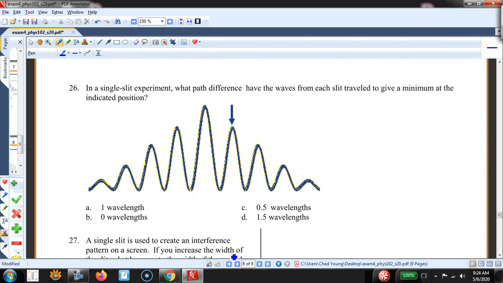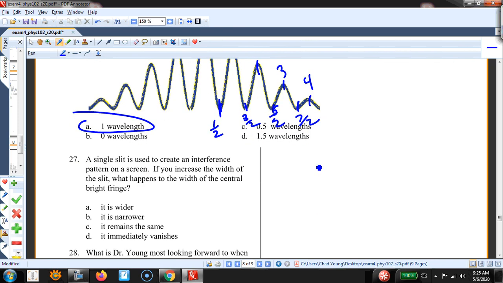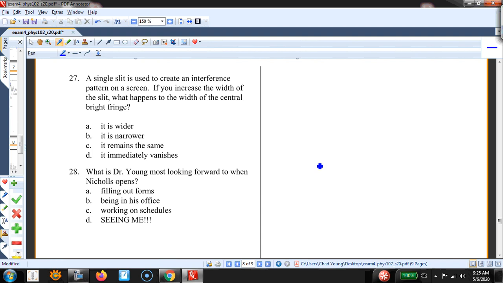All right, what must the path length difference be for this? It's going to be 1 wavelength. This would be a half a wavelength. This would be 1, this would be 2, this would be 3, 4, half, 3 halves, 5 halves, 7 halves, and on and on.